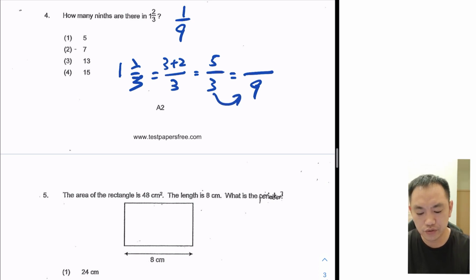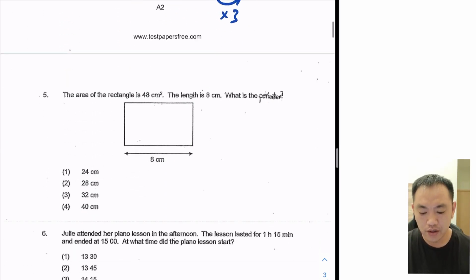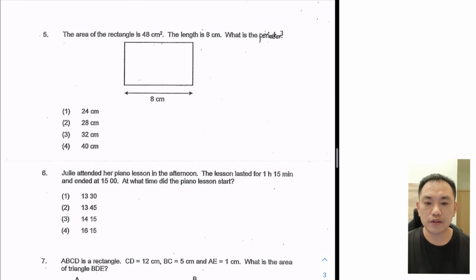3 converts to 9, you need to times by 3. Whatever you do to the bottom, you need to do the same to the top. So 5 times 3 equals 15. So you can convert the mixed fraction to 15 over 9. And how many 9ths are there? 15 over 9 is 15 ninths. I think it's quite straightforward. You can tell there are totally 15 of them. So the answer is 4. Let's move on to the next question.